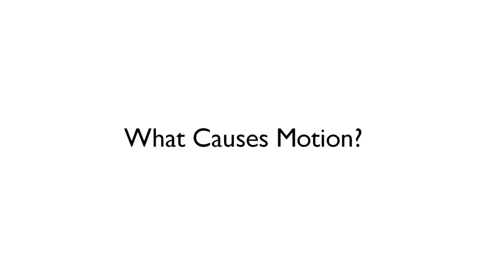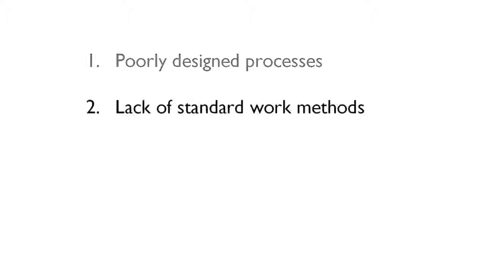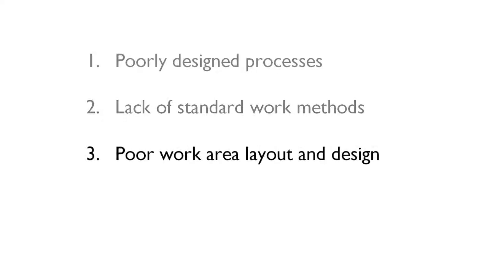Now, let's briefly discuss a few of the causes. First and foremost, poorly designed processes often lead to motion as they're not designed with the operator in mind. Second, lack of standard work methods often leads to motion since the work is never done in a consistent way. Third, poor work area layout and design is a huge cause for motion.